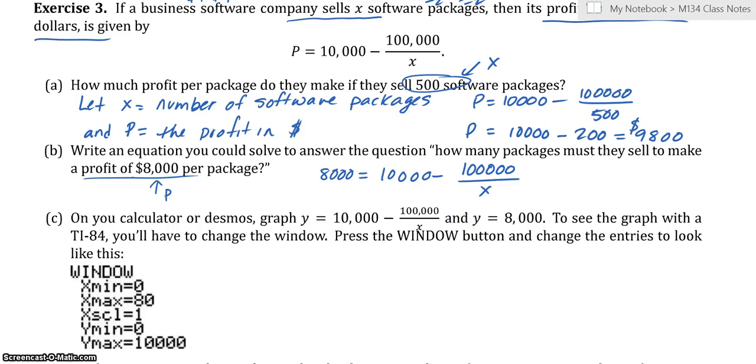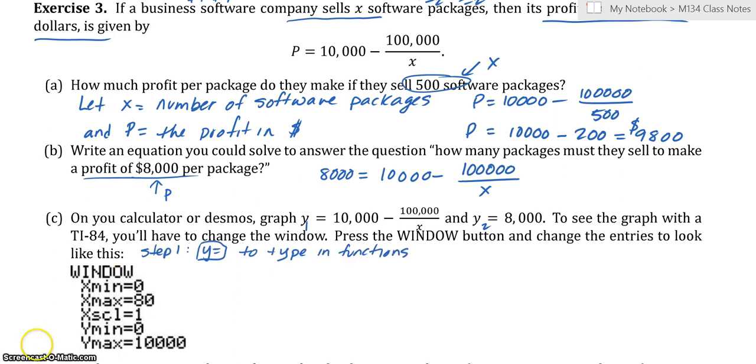So we could make a table. But let's go ahead and use the graph idea. So what we're going to do is on our calculator, or Desmos if you want, but I'm going to do the calculator. We're going to graph this and graph this, and then we're going to see what this looks like. So we're going to put this in y1 and put this in y2. Don't forget you need to start with y equals.